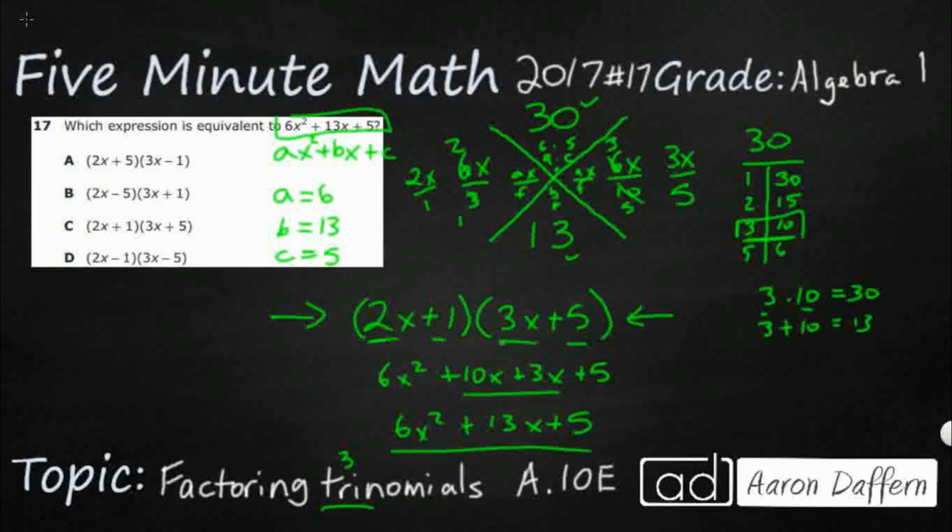And so you see that we are all going to use the 2x and the 5 and the 3x and the 1. It's just a matter of is it plus or is it minus. And we're looking for this one right here because it's got a 2x plus 1, 3x plus 5. My answer is C.